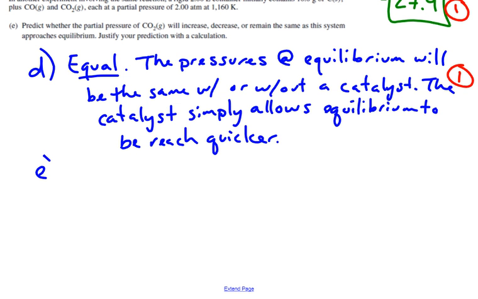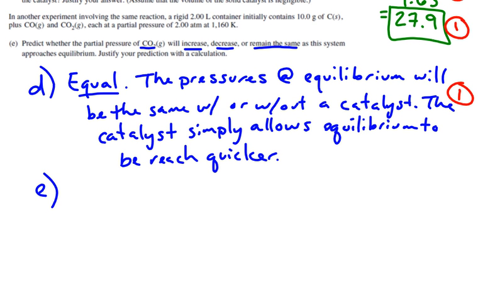And last but not least, it says, predict whether the partial pressures of CO2 will increase, decrease, or remain the same as the system approaches equilibrium. Oh, I'm sorry. I didn't read the situation. It says, in another experiment involving the same reaction, a rigid 2-liter container containing 10 grams of solid plus the gases, each at 2 atm.